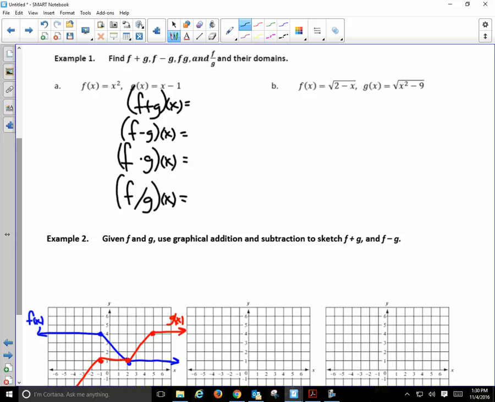If I add these two radicals together, can you combine anything? No, their radicands are not the same. So all you do is just write the square root of 2 minus x plus the square root of x squared minus 9. f minus g, same type of thing, just a subtraction sign.